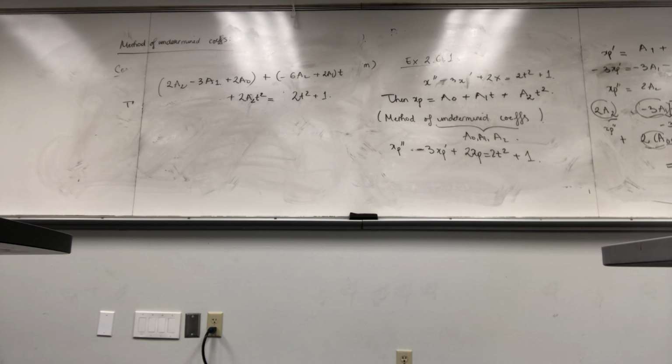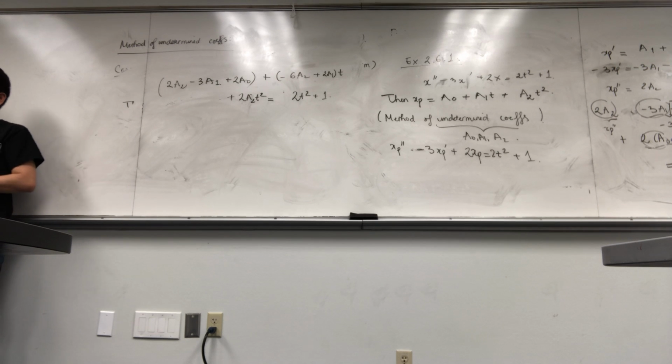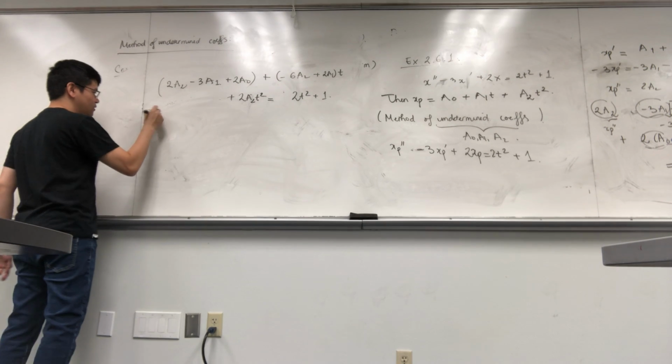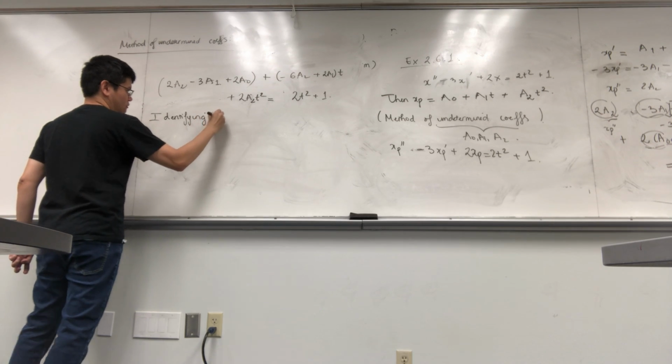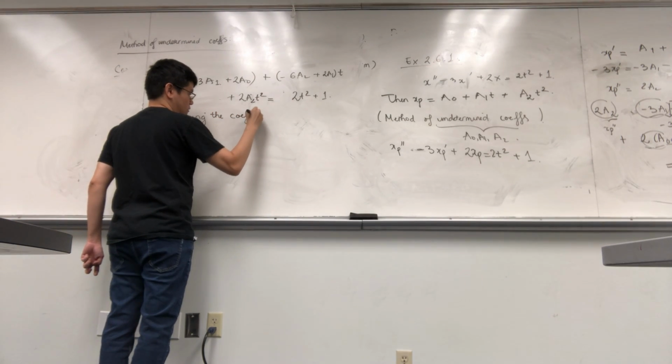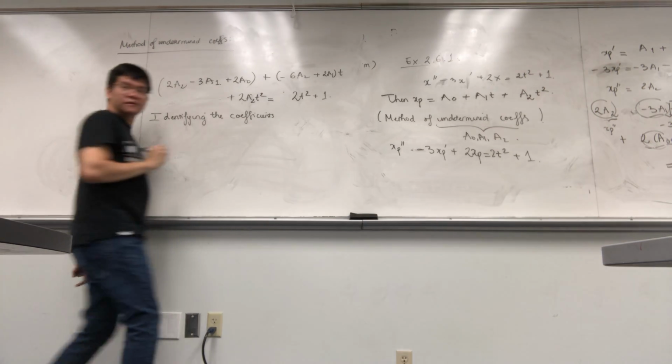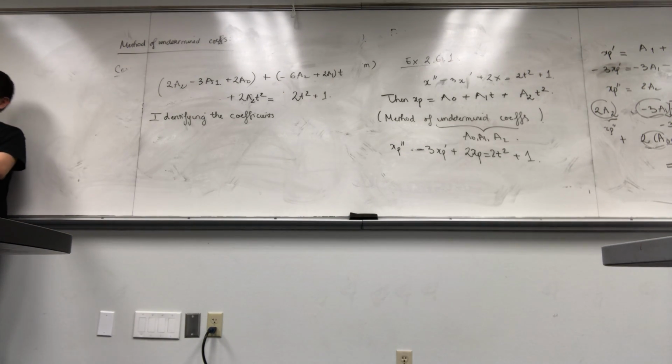Yes? Factor out the t's from the equation. No. Yes? Since you group them together by the powers of t, you can make 3 new equations equaling the coefficients of t^0, t^1, t^2, based off the other side. So now you're going to identify the coefficient. So you're going to identify the coefficients to get 3 new equations.